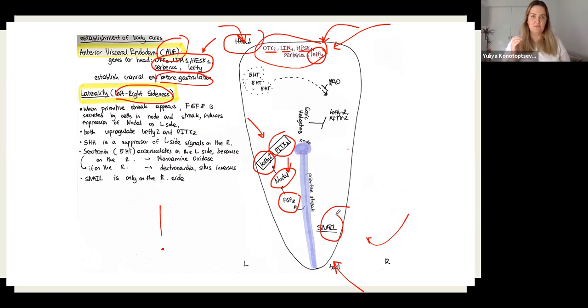So again, which transcription factors or which genes are for the head? These 5. Which ones are for the left side? Lefty2, PITX2. Which one is for the right side? Snail. Is that clear?